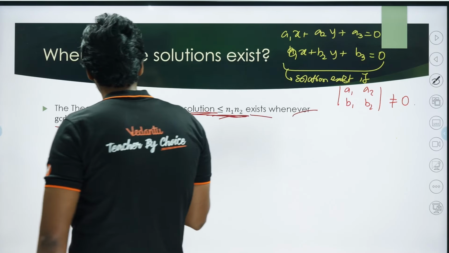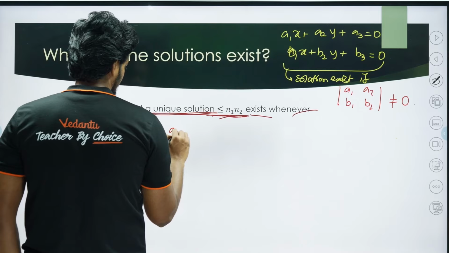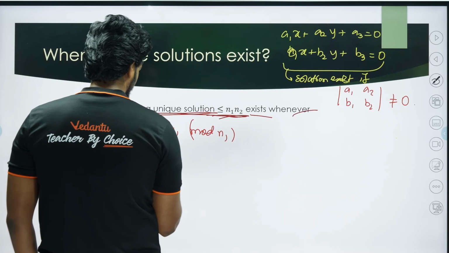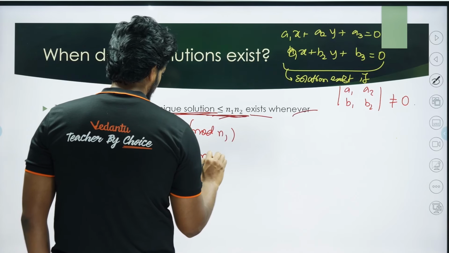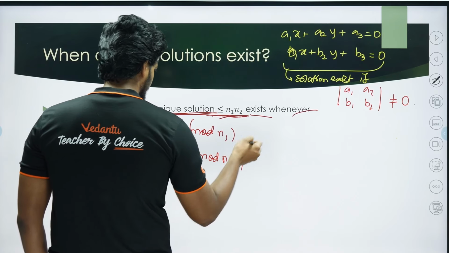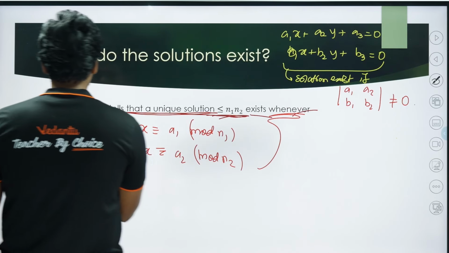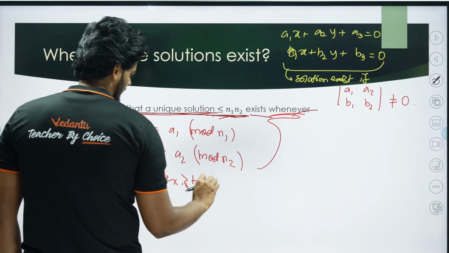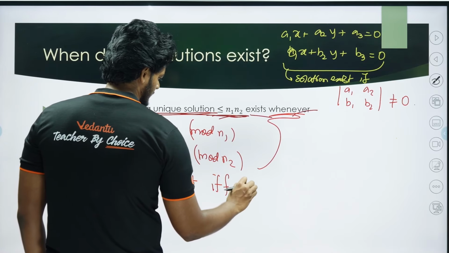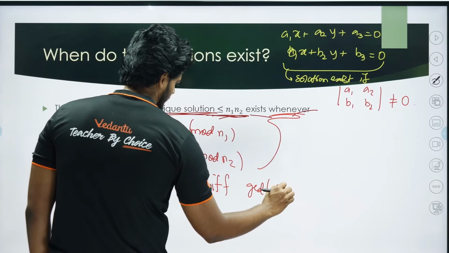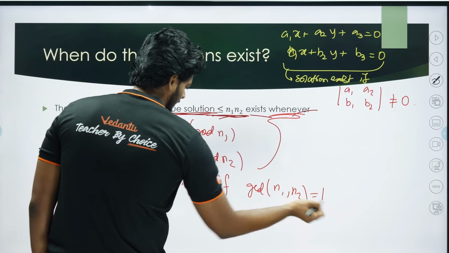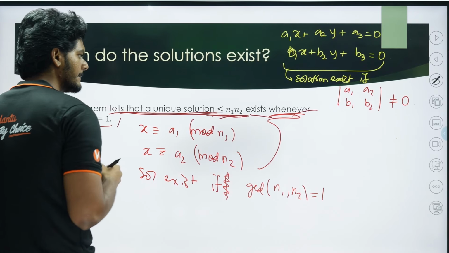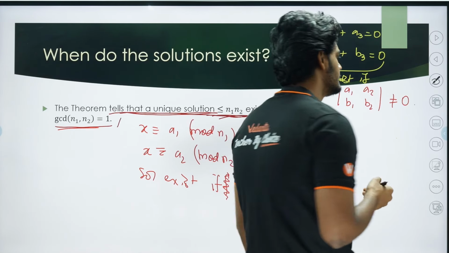So for this one, x congruent to a1 mod n1 and x congruent to a2 mod n2, the solution exists whenever the GCD is 1. Solution exists if and only if GCD of n1 and n2 is 1. Okay, it's not only if, it's only if, right? Okay.